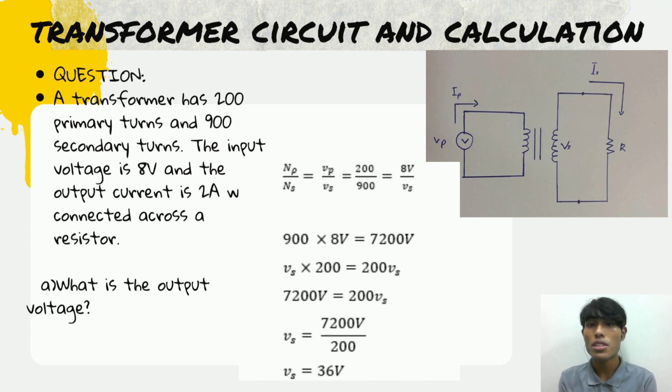Based on the question, we use the formula coil primary per coil secondary equal to voltage primary per voltage secondary.